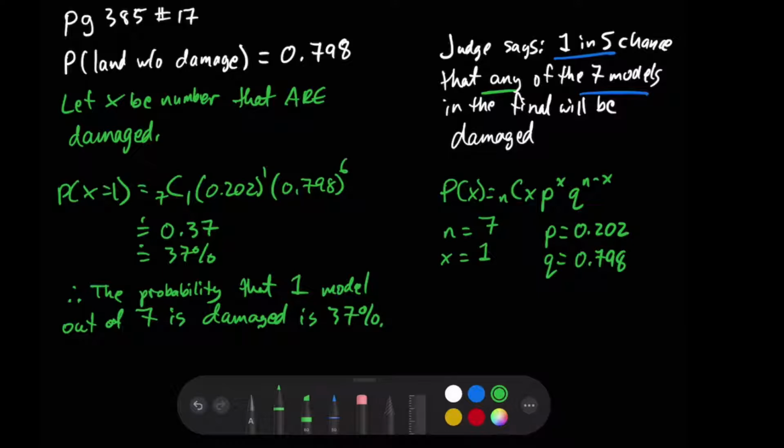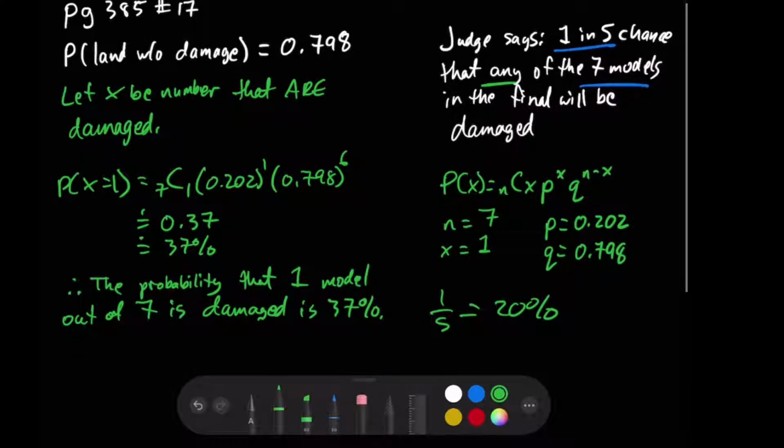They don't just want the answer. They want us to think about discussing what the judge said, and think about ways that this question can be interpreted as well. So we just found the probability that one model out of 7 being damaged is 37%. Is that equal to 1 in 5? Well, 1 out of 5 is 20%.